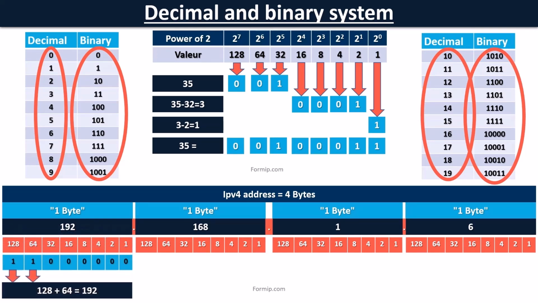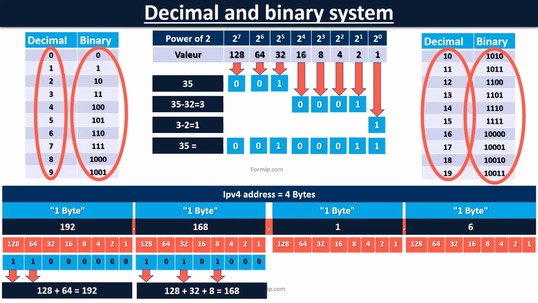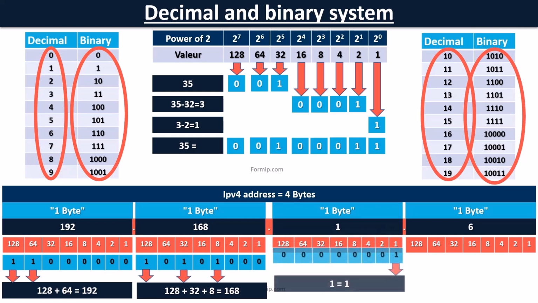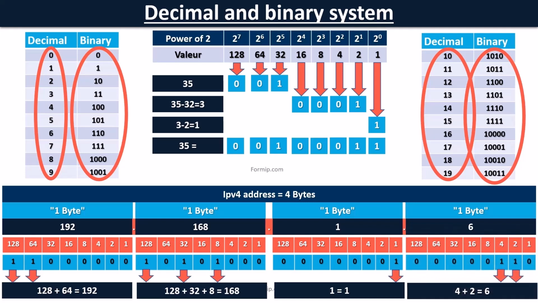The value of the first set is 192. This is the addition of 128 and 64. Then we have 168, which is the addition of 128 plus 32 plus 8. The 1 corresponds only to the power furthest to the right, and the 6 is the sum of 4 plus 2.